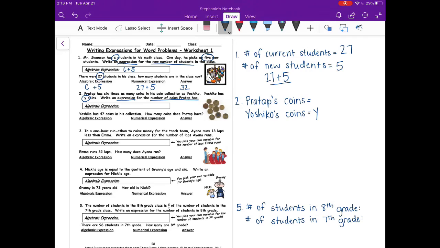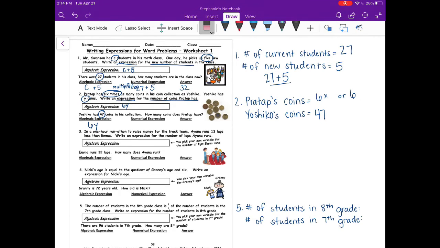Now if I look back at my problem, it says that Pratap has 6 times. 6 is my number, and times usually represents multiplication, right? So I know that Pratap has 6 times as many coins in his coin collection as Yoshiko. So I'm going to write 6 times Y, or 6Y. That is my algebraic expression, so go ahead and plug that in there. The next part of the problem tells us that Yoshiko has 47 coins in his coin collection. How many coins does Pratap have? Now it's your turn. You can plug in 47 where your Y is, and go ahead and finish up the problem.